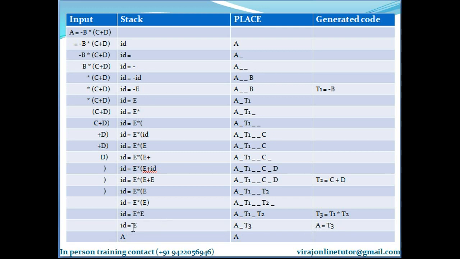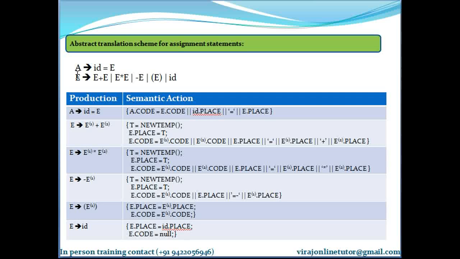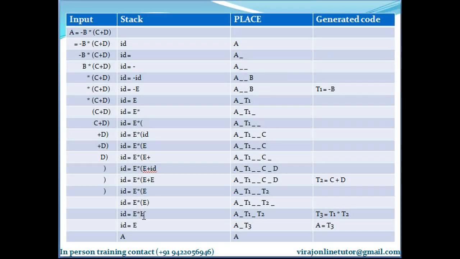So what am I doing here? A is a production whose right hand side is ID equal to E. So ID equal to E, I am reducing it to A. Simple. And these are the three symbols. So here I am replacing ID equal to E with A. This is a placeholder for id, this is a placeholder for equal to, this is a placeholder for E. I am replacing this with A and assigning T3 to A.